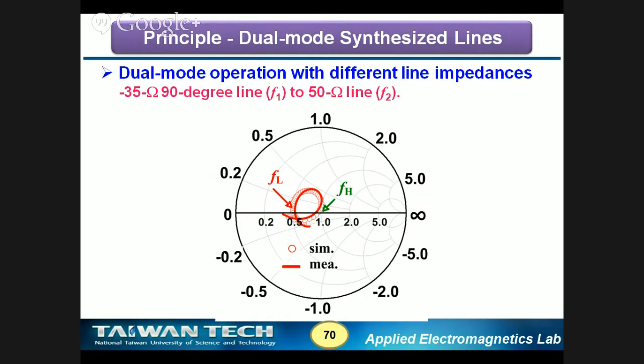Why is it 0.5? Because it functions as a quarter wavelength transformer. Think about the case where port 2 is loaded by a 50 ohm load, and this transmission line is 35 ohm and 90 degrees. At the input port, its input impedance is 25 ohm. So the trajectory will stop at 0.5 on the Smith chart. This is a demonstration of the so-called dual-mode, dual operational mode, thin transmission line.